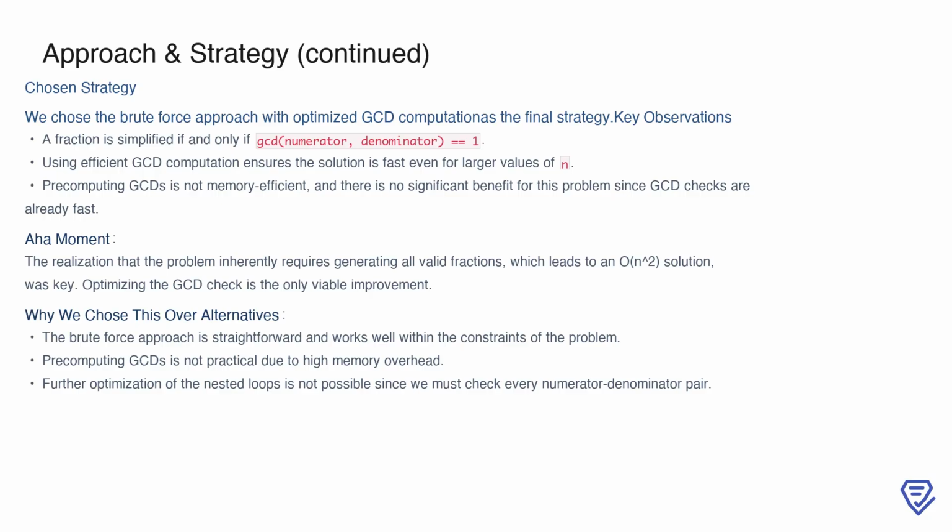solution. The key insight is that a fraction is simplified if and only if the GCD of the numerator and denominator is 1. By using the Euclidean algorithm, we ensure that these checks are performed efficiently. Although pre-computing GCDs can avoid redundant calculations, it demands too much memory to be feasible, especially for larger values of n. What solidified our choice was the realization that the problem inherently requires generating all valid fractions, so an O(n squared) solution is unavoidable. The only meaningful optimization is in the GCD calculation itself. This strategy balances efficiency and simplicity, making it the best fit for the problem constraints.